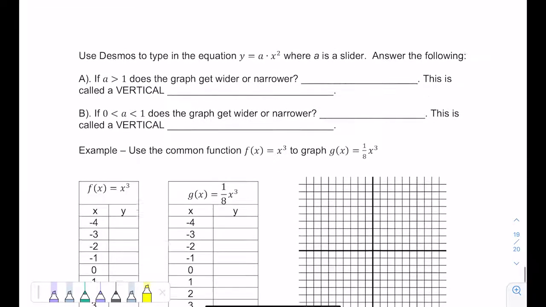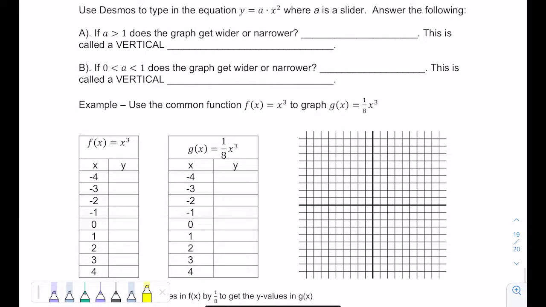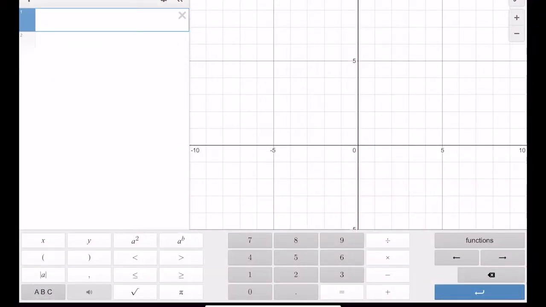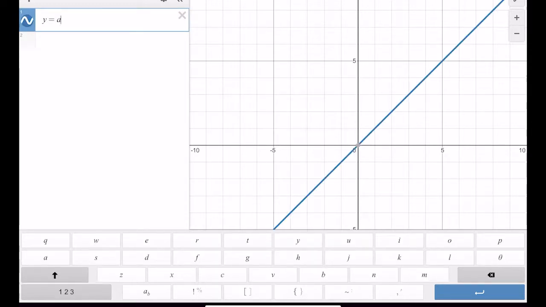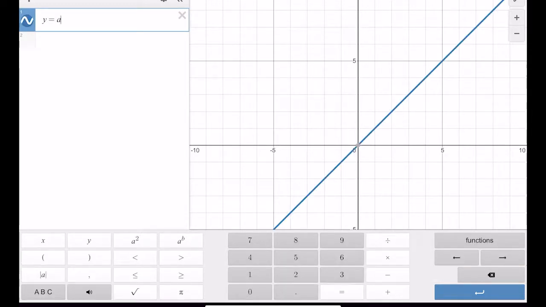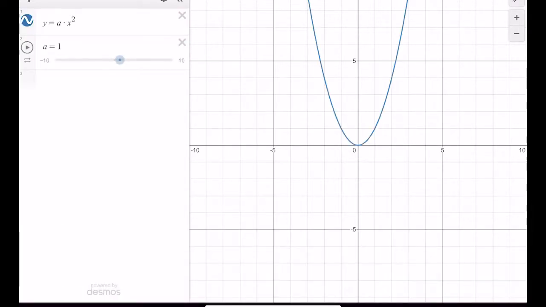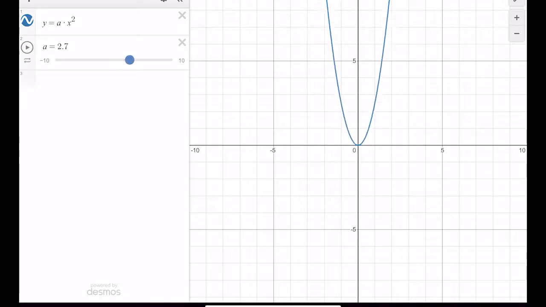So let's take a look at this for a second, okay? So I'm going to type into my Desmos here. Again, you've got y equals, and this time I'm going to type in a times the absolute value, or times x squared. Okay, so let's look at the parabola again. And a is going to be a slider. Okay, so now watch what happens when a is greater than 0, when it gets bigger.